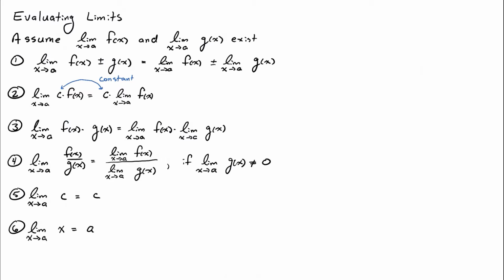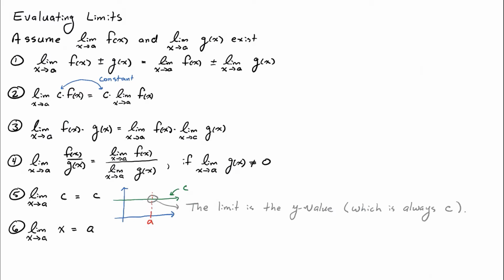Number 5 says the limit of a constant is the constant. You can look at the graph or think, does a constant ever change its value? And it doesn't. So the y value is always equal to c, and the limit is c.